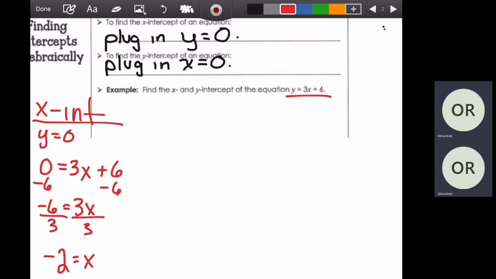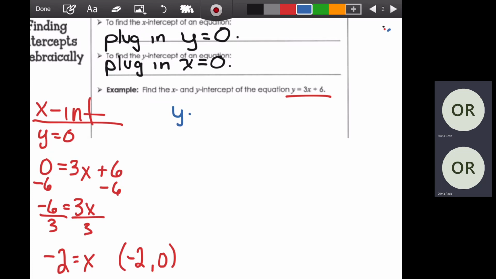Notice, when I plugged in a 0 for the y, I was left with my x. That's why you're plugging in a y to get out the x-intercept. And this would be the point (-2, 0).